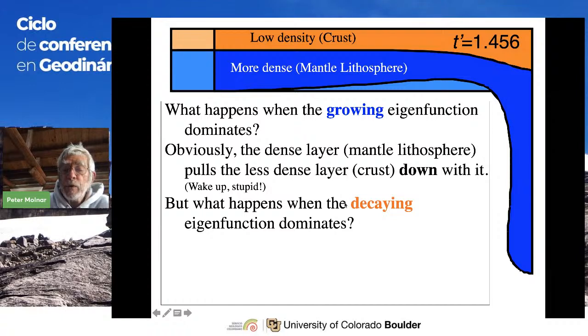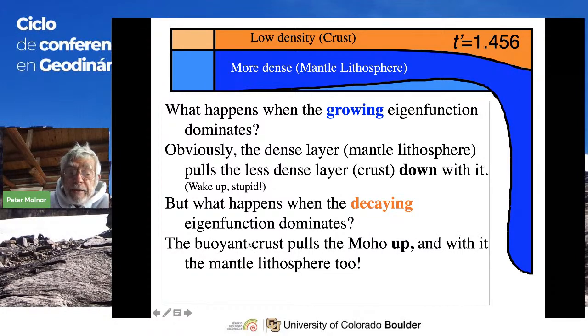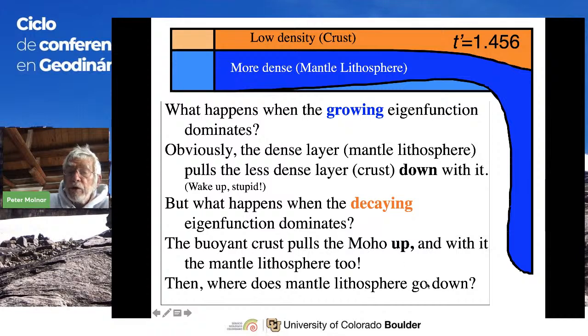But what happens when the decaying eigenfunction dominates? What happens when the low density of the crust wants to pull the MOHO back up? Then the buoyant crust pulls the MOHO up with it and pulls the mantle lithosphere up as well. But in that case, where does the mantle lithosphere go down? Remember, we're shortening and thickening the mantle lithosphere. So if we're not thickening here, it has to go down someplace else.